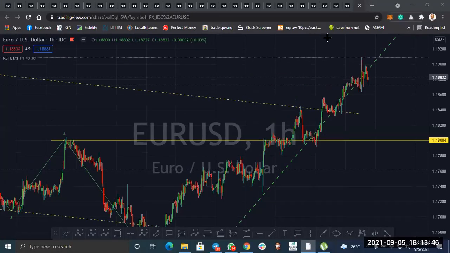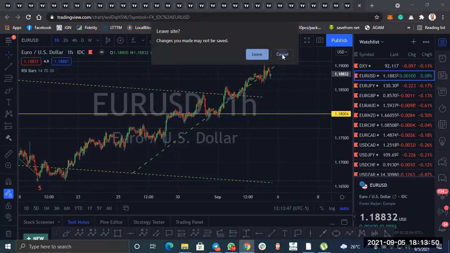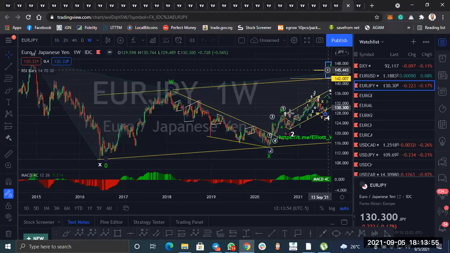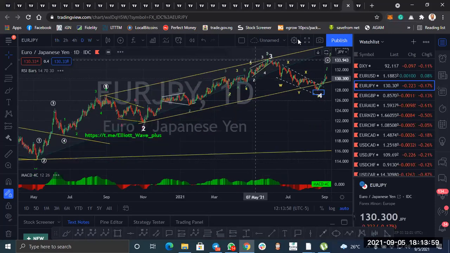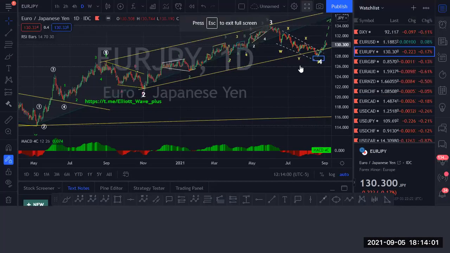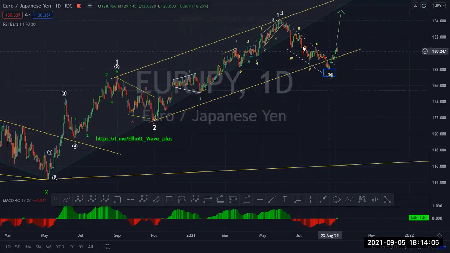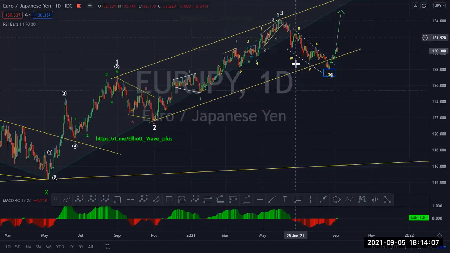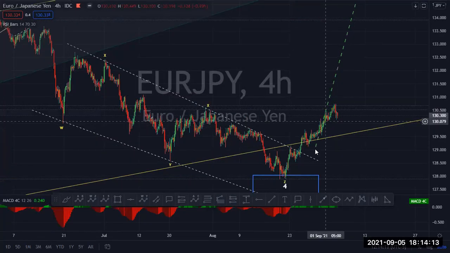Let us move to Euro JPY. Euro JPY and Euro USD, the two pairs are going up, and some other few Euro pairs. And you can see a corrective channel has been broken. So I don't have to waste much time explaining this. Once the correction is over, the impulse continues.